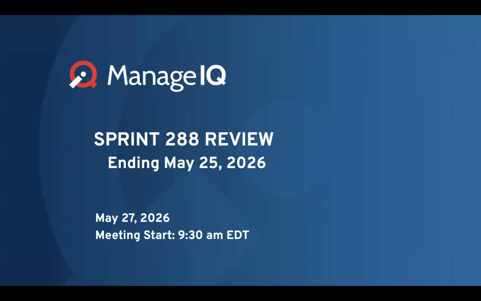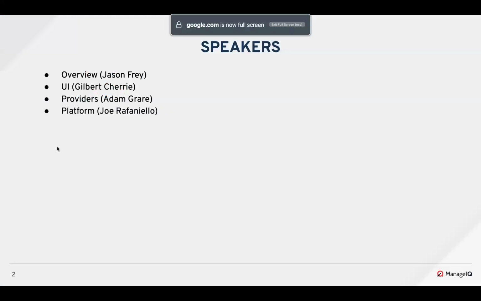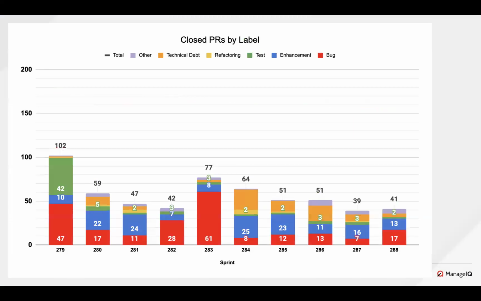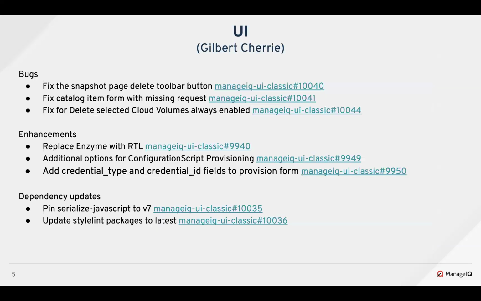This was a normal 2-week sprint with the US Memorial Day holiday in between. And let's get started. I'll start with the overview, Gilbert on the UI, Adam on providers, and Joe on the platform. This past sprint, we had 85 PRs merged and a relatively even split between enhancements and bugs. And over to Gilbert on the UI.